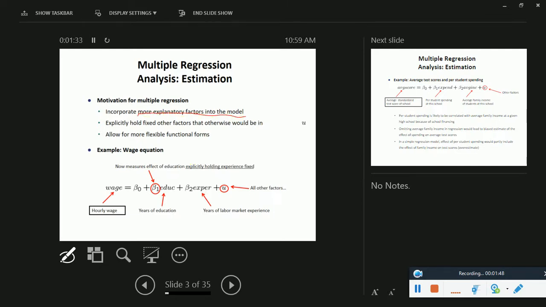In fact, when you are writing your term paper, I expect that you have at least 4 explanatory variables. Don't just write a paper with one explanatory variable, then you won't have much to write. For each explanatory variable, you might have to review 2 papers. So if you have 4 explanatory variables, you need to review 8 papers and cite them. And here we have to hold fixed other factors, and allow for more flexible functional forms.